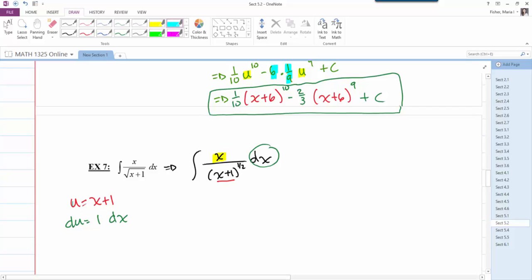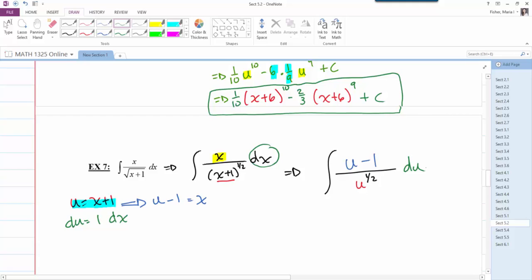So in order to get rid of that x, I have to change the variable in this problem. So I'm going to have to solve this for x. So solving for x, I end up with u minus 1 is equal to x. Putting it all together, this becomes the integral of x, which is u minus 1, times x plus 1, which is u, raised to the 1/2 power, and my dx is equal to du.